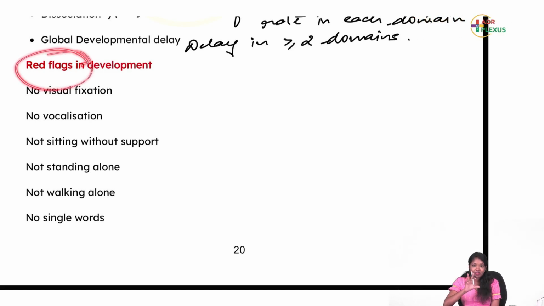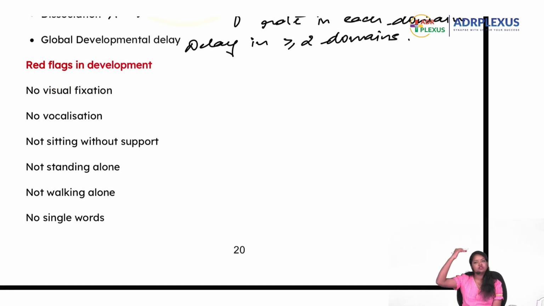So red flag means what? Something abnormal, that's all. Danger. I told you so many milestones and so many age groups at which they are attained normally. What is the danger sign there? Beyond which, if the milestone is not attained, you will call it abnormal, and that is called a red flag. Few red flags alone we will see.